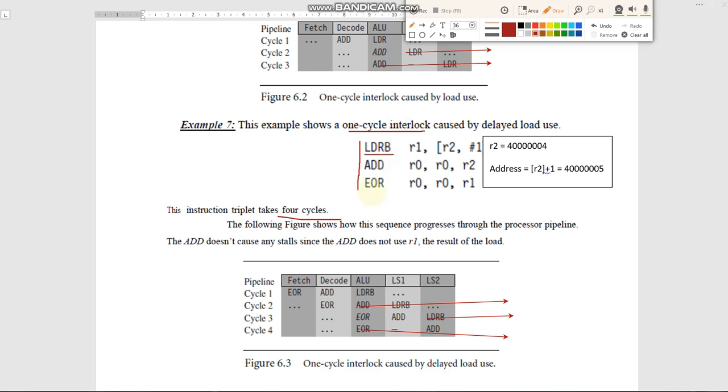Remember, the execution of the EOR depends on the result which is generated by the LDRB. So this is the data R1 which is required by the EOR. So the execution of the EOR is possible only when the LDRB instruction execution is completed. So that is why the processor has taken 4 clock cycles.